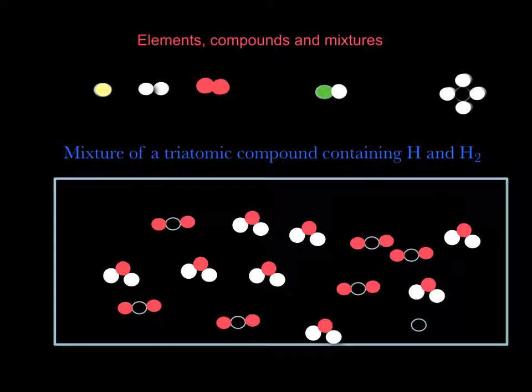This is a mixture of a triatomic compound containing H and H2 because this triatomic compound right here has one H, which is the red particle, and the other triatomic compound, this one right here, has two H's, one on each side, the red ones.